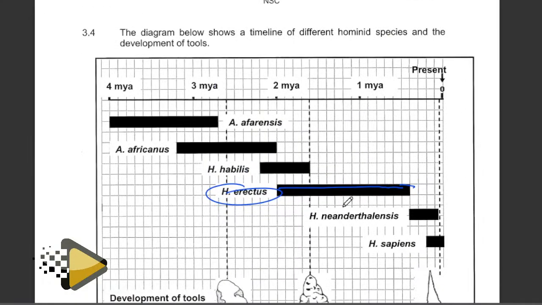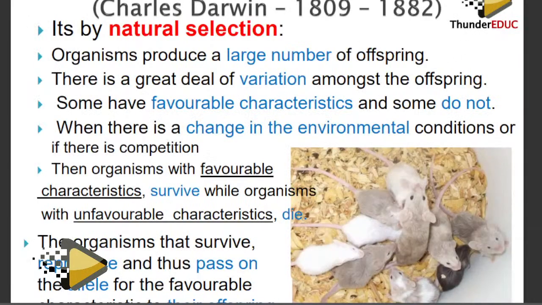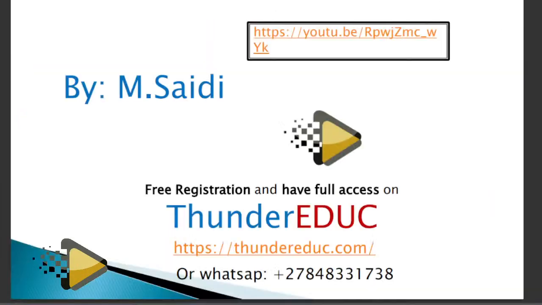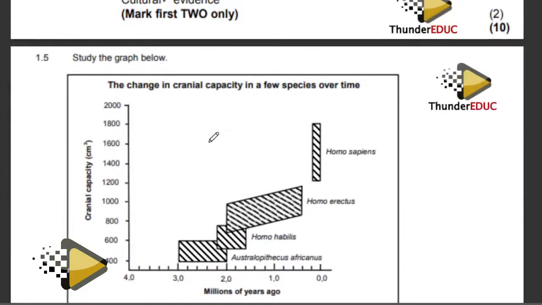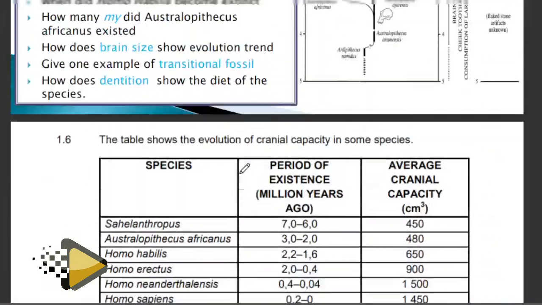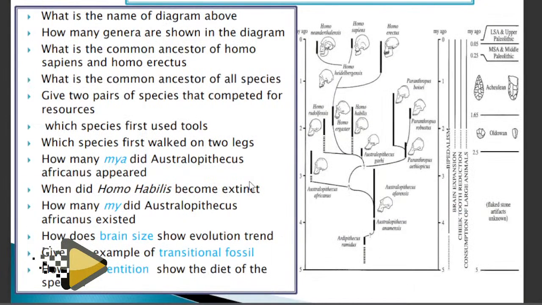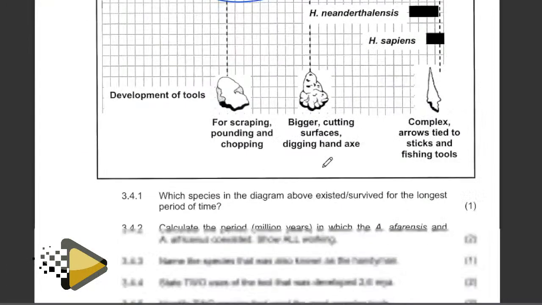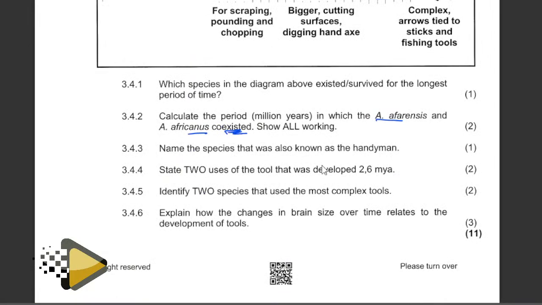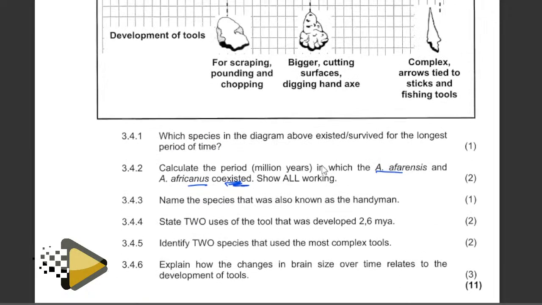So here, remember I told you this and I gave you those questions, that you will never be asked a question and fail to answer it. Remember when I was going through this and I told you here period of existence, you see, competed for resources. So that's the same question which they are asking you here, which give two pair of species which competed for resources. So now what they did here is they gave you that, now they're asking you, they coexisted. In other words, they competed for resources. But how long did they do that?